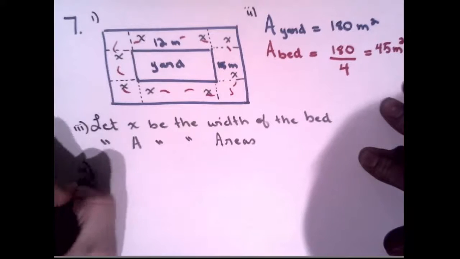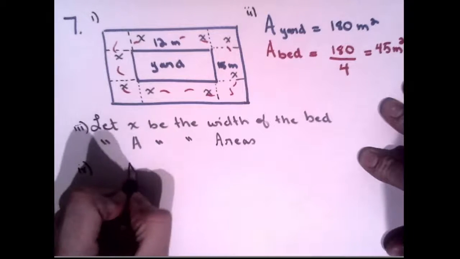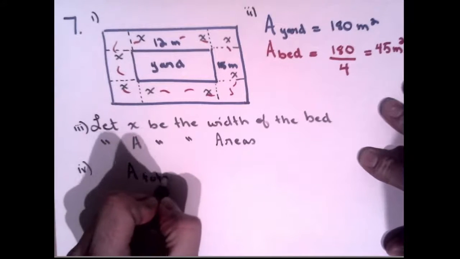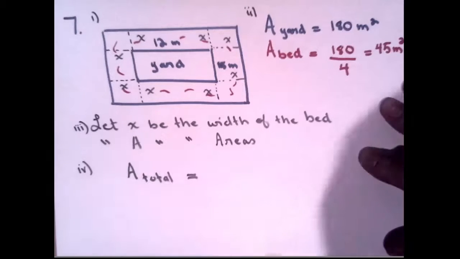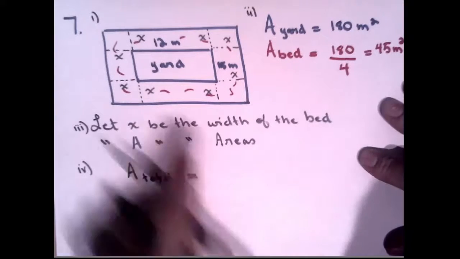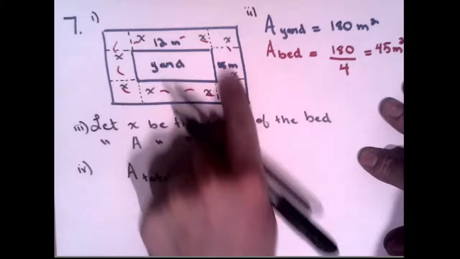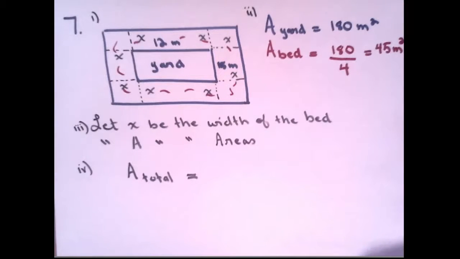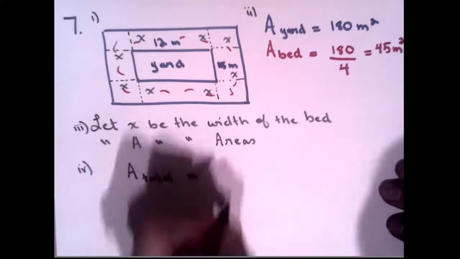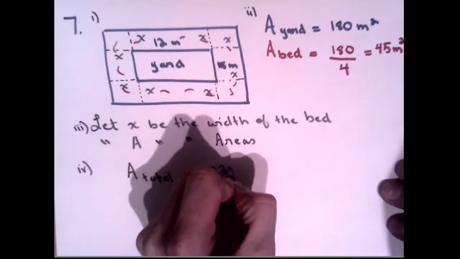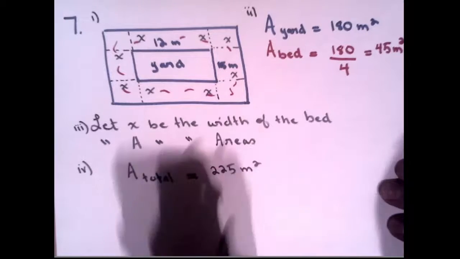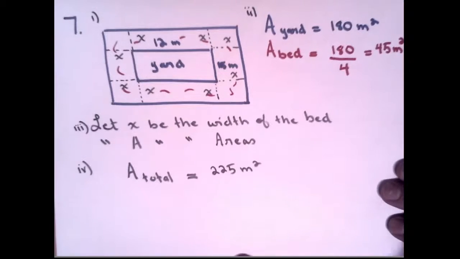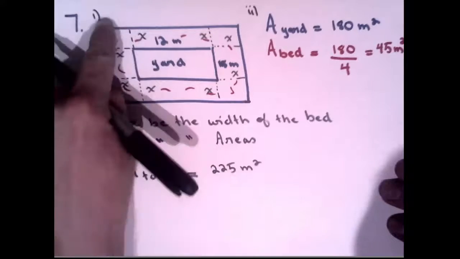Now, let's talk about the total area. So the area total would be the yard with the bed. So it's 180 plus 45. And when you add those two up, you get 225 meters squared. Here's why you do that. Whenever you have 225 meters squared, you get the entire area.